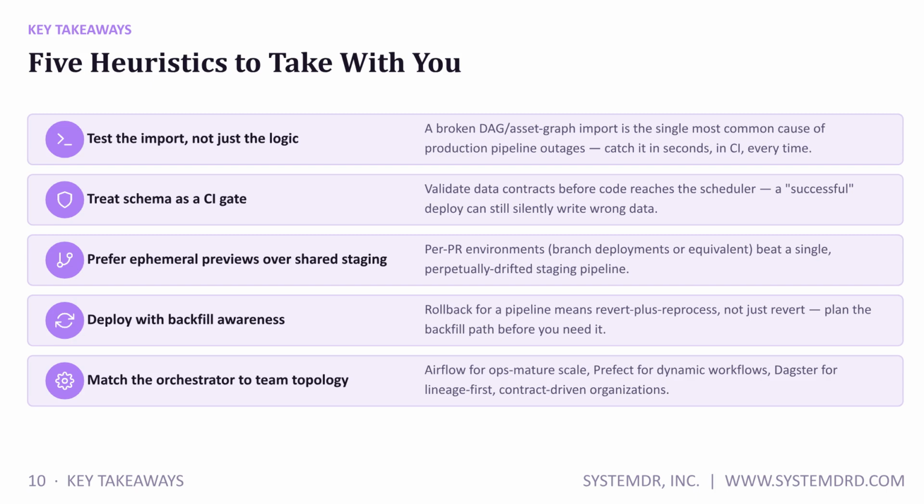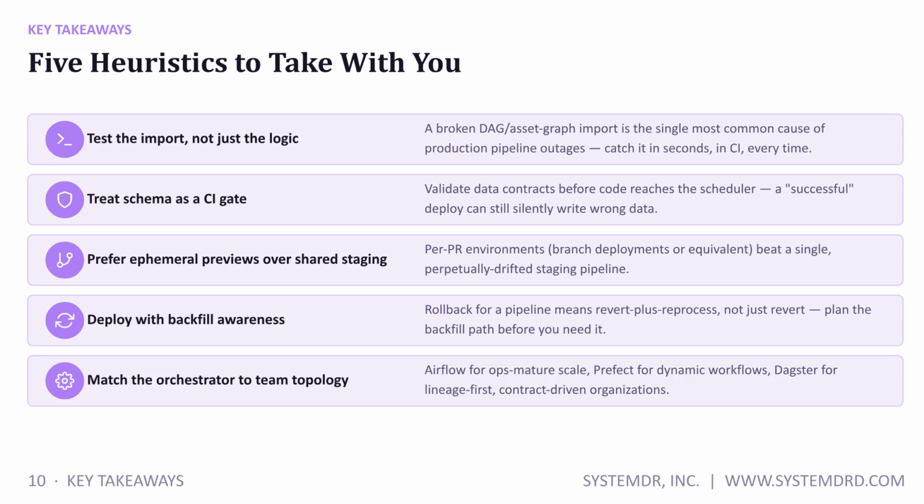3. Prefer ephemeral per-branch previews over a single shared staging environment. Branch deployments, or an equivalent pattern, beat a staging pipeline that everyone fights over and that drifts out of sync the moment more than one person needs it. 4. Deploy with backfill awareness. For a pipeline, rollback means revert plus reprocess, not just revert. Plan that path before you need it, not during an incident.